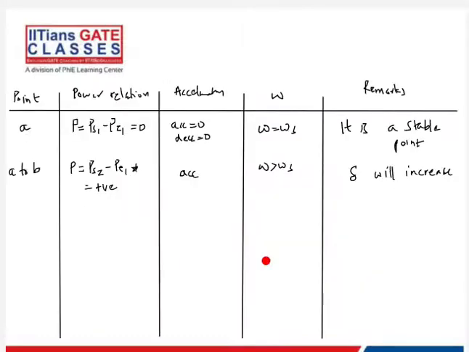Right. Now what happens? It will go up and it will reach the point B. Now when it reaches the point B, what happens? P_e is equal to P_s2 minus P_e2. This would be 0. So no acceleration, no deceleration. Right. So it is similar to A, but it is not a stable point. Why is it not a stable point?